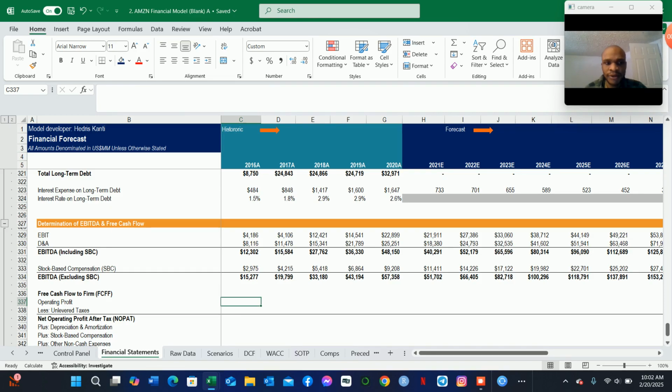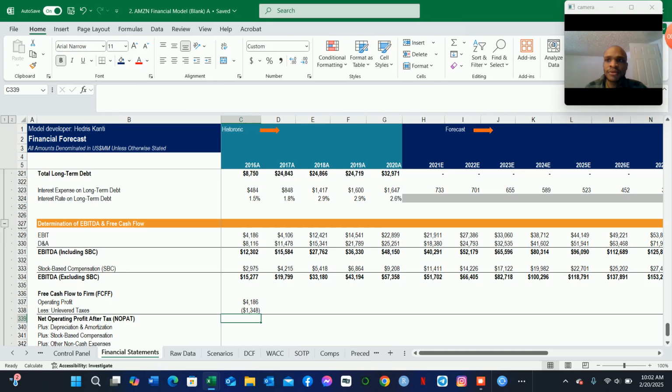So we'll begin with the operating profit. The operating profit in this case we consider to be the earnings before interest and taxes. We have that in place there. So to determine the unlevered taxes, it's going to be equal to, let's switch the sign, we take the operating profit, I will multiply that by the tax rate. So we have that in place there.